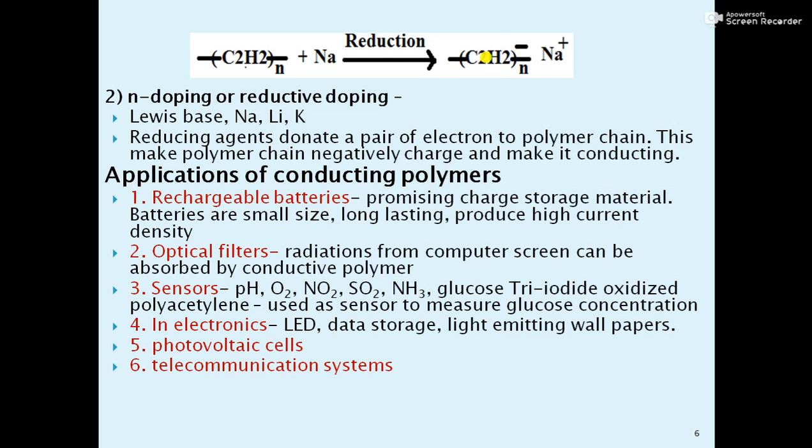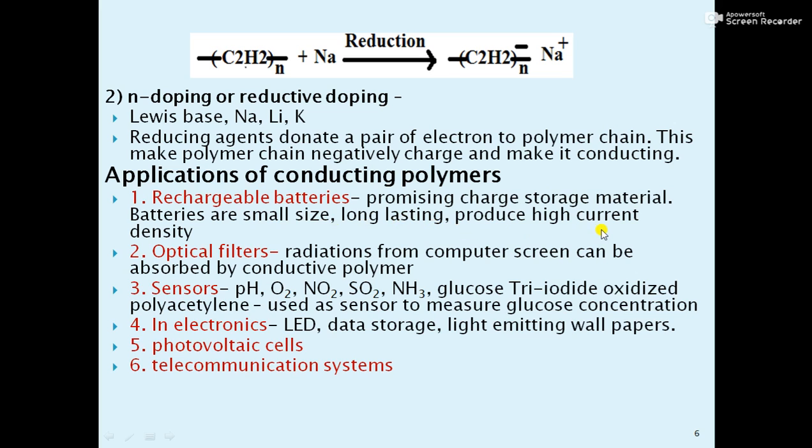Now what are the applications of these conducting polymers? These conducting polymers can be used to make rechargeable batteries. These have promising charge storage. These are promising charge storage batteries. The batteries are small in size, long lasting, and produce high current density.